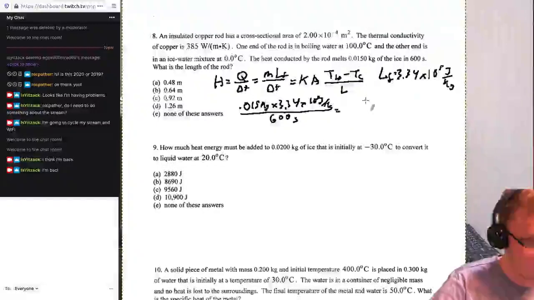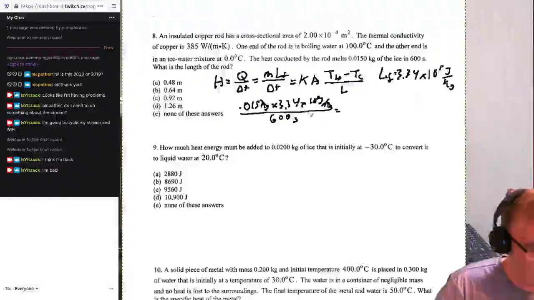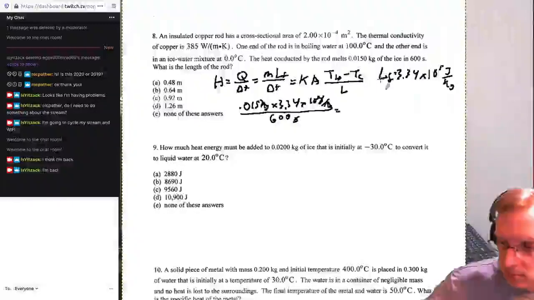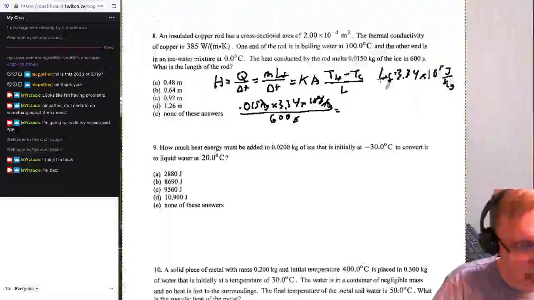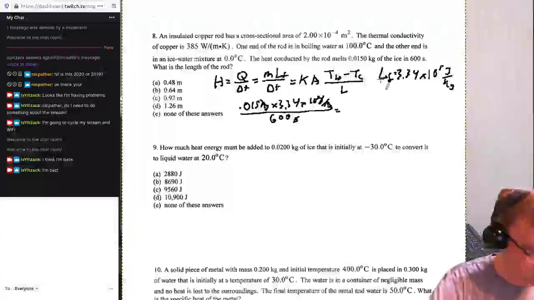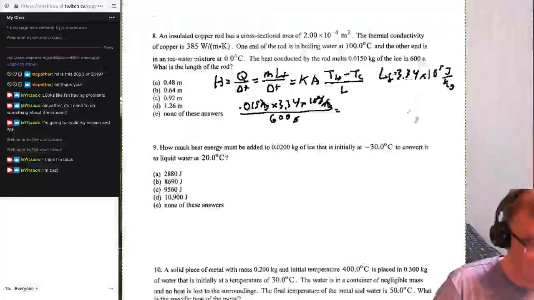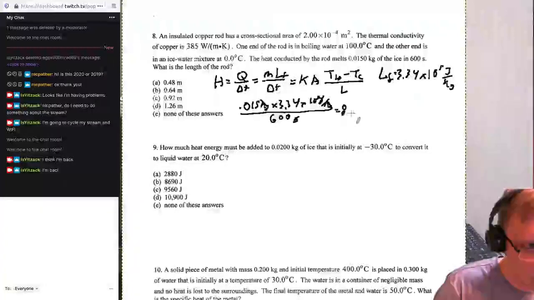And this will come out to be, let's see, kilogram cancels kilogram. Joules per second is a watt. 0.015 times 3.34 E5 divided by 600 is 8.35 watts. And 8.35 watts is equal to our thermal conductivity, 385 watts per meter Kelvin.